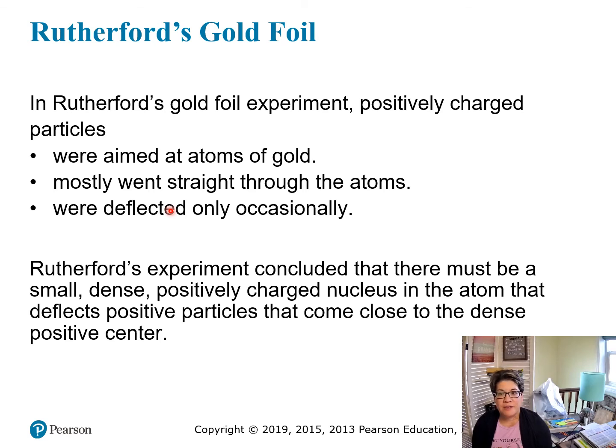He shot it at a piece of gold foil. Most of these alpha particles shot straight through the gold foil, but some of them bounced off at really extreme angles. So what he figured out is that the gold atoms actually have a really dense, tiny nucleus, and these helium nuclei, the alpha particles, were bouncing off the nucleus. Most of the time they were passing right through because most of the atom is empty space, but he found this really dense positively charged nucleus because it was repelling the positively charged alpha particles.